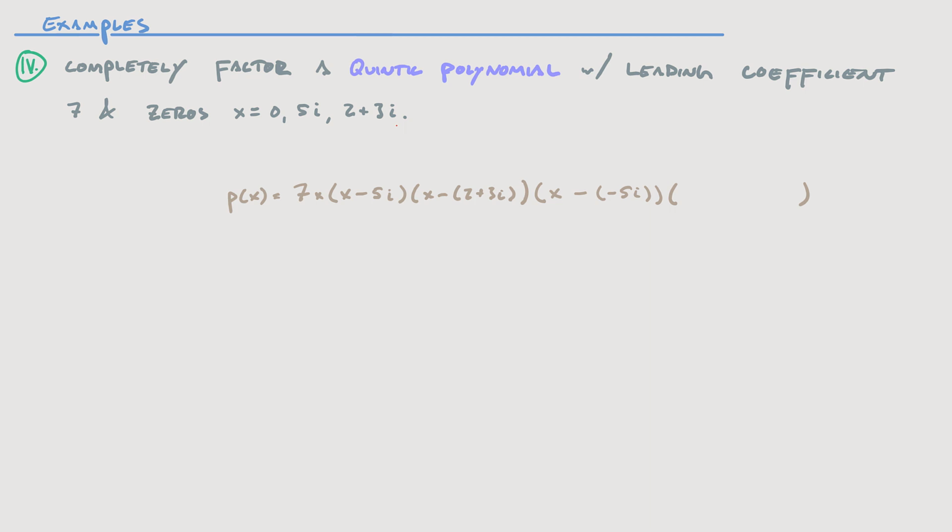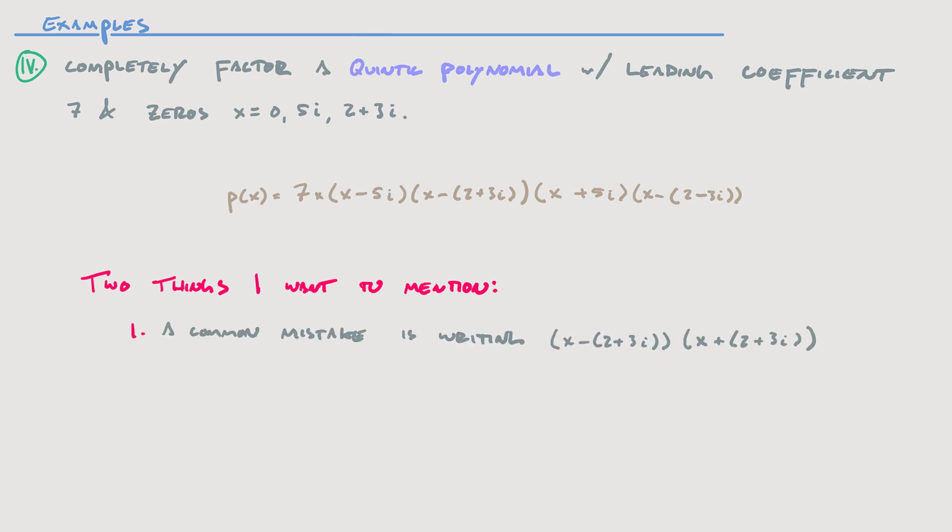So we should write those in these spots here, right? x minus negative 5i, which is just x plus 5i, and x minus the conjugate of 2 plus 3i, which is 2 minus 3i. So that goes in there as well. Okay, now there are two things that I want to mention at this stage. The first one is about a common mistake.